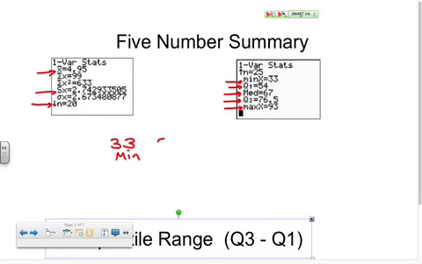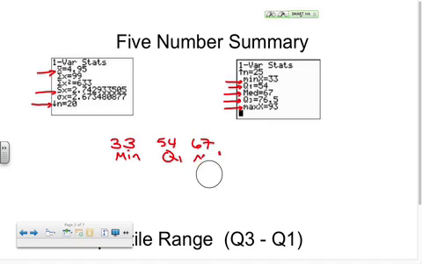So then we have 54, which is quartile 1, which means that's the 25th percentile. So it calculates that for you. You don't have to do anything, you just have to recognize what it is. That's quartile 1. Then we have 67, that is the median, or quartile 2, you could call it that as well. Then we have Q3, which is 76.5. Okay, this is Q3. And then we have the maximum, which is 93.